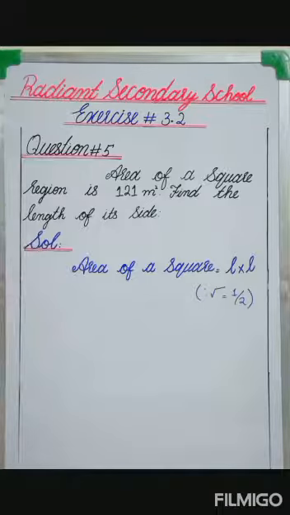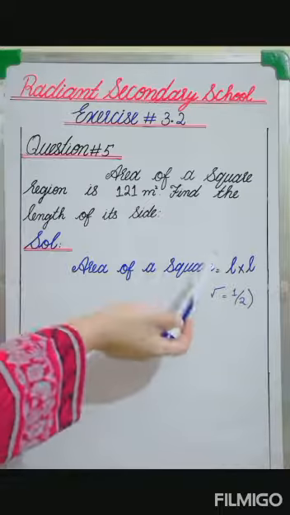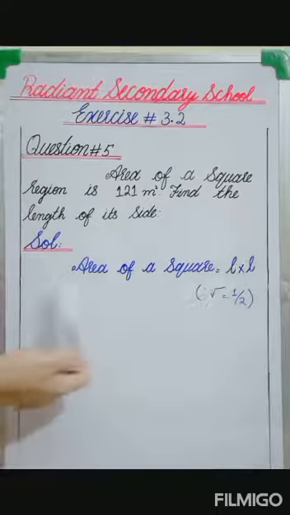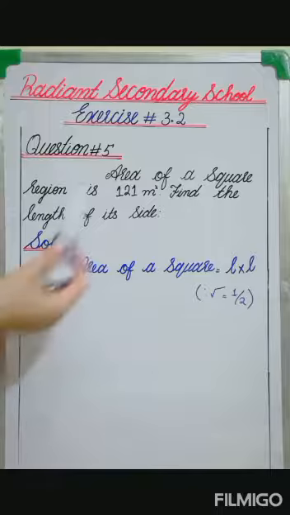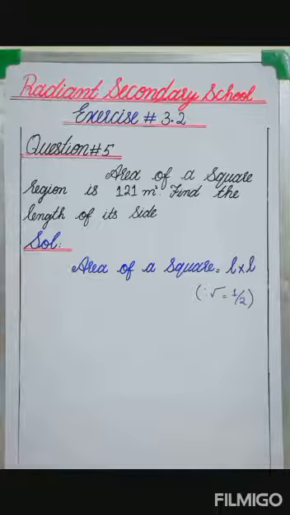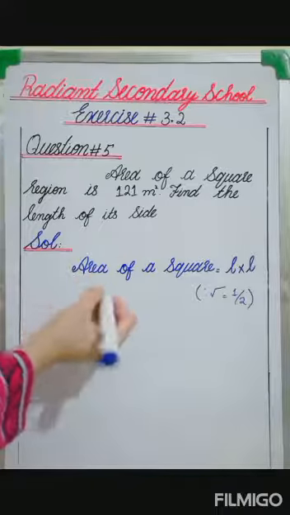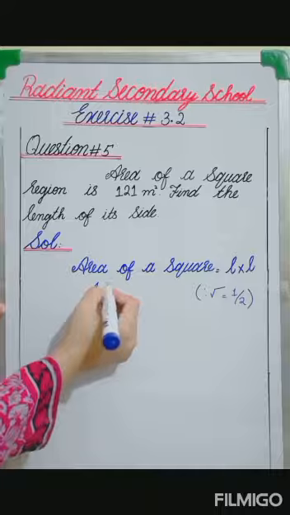Students, you have already learned in the previous class that the formula of area of a square is length multiply length. So with the help of this formula we have to find out the value of length. Let's start putting the value. Area is given, which is 121 meter square. So I will write area of square is 121.